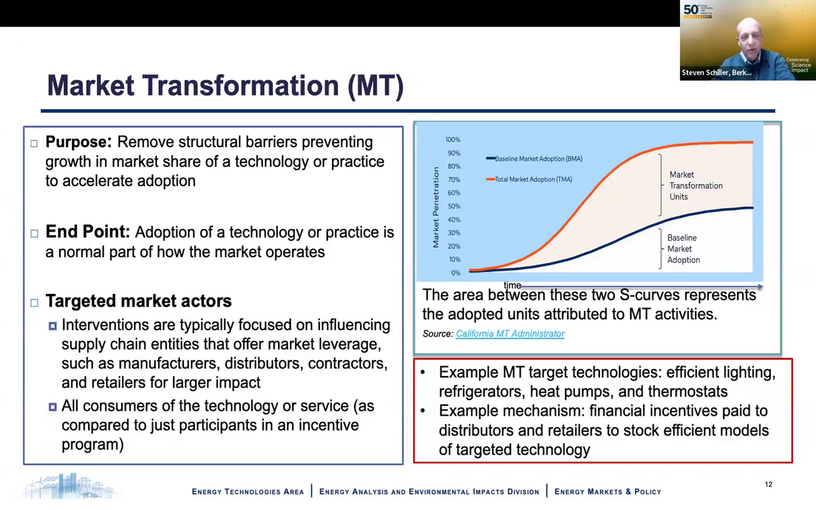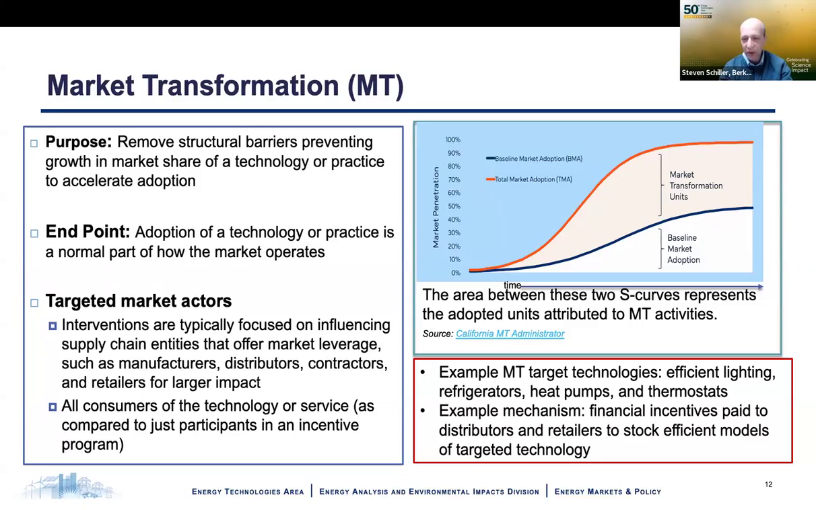And then there's this market transformation. So again, the purpose here is to really remove the structural barriers in the marketplace so that the growth of the technology or the practice that you're interested in is accelerated, perhaps faster than it would naturally. So on the graphic here, and I think this one is actually done correctly, where you have what's called S curves, even though these aren't very S-like.